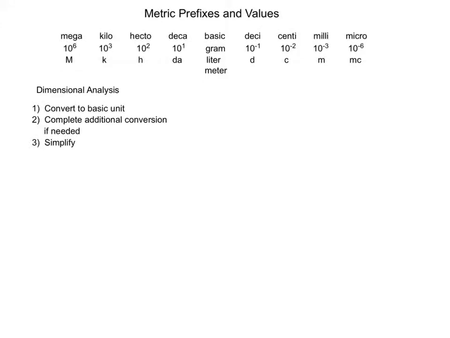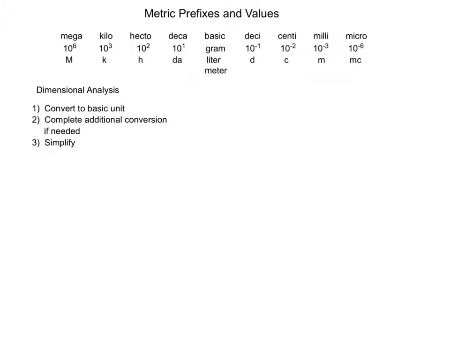analysis. There are three basic steps that you will want to use when using dimensional analysis to make your conversions. The first step is to convert to the basic unit, and we'll take a look at that in an example to see what it looks like. The second step would be to do an additional conversion. Occasionally you may have to move to the basic unit twice in order to make your conversion. And then finally, you're going to simplify your outcome.